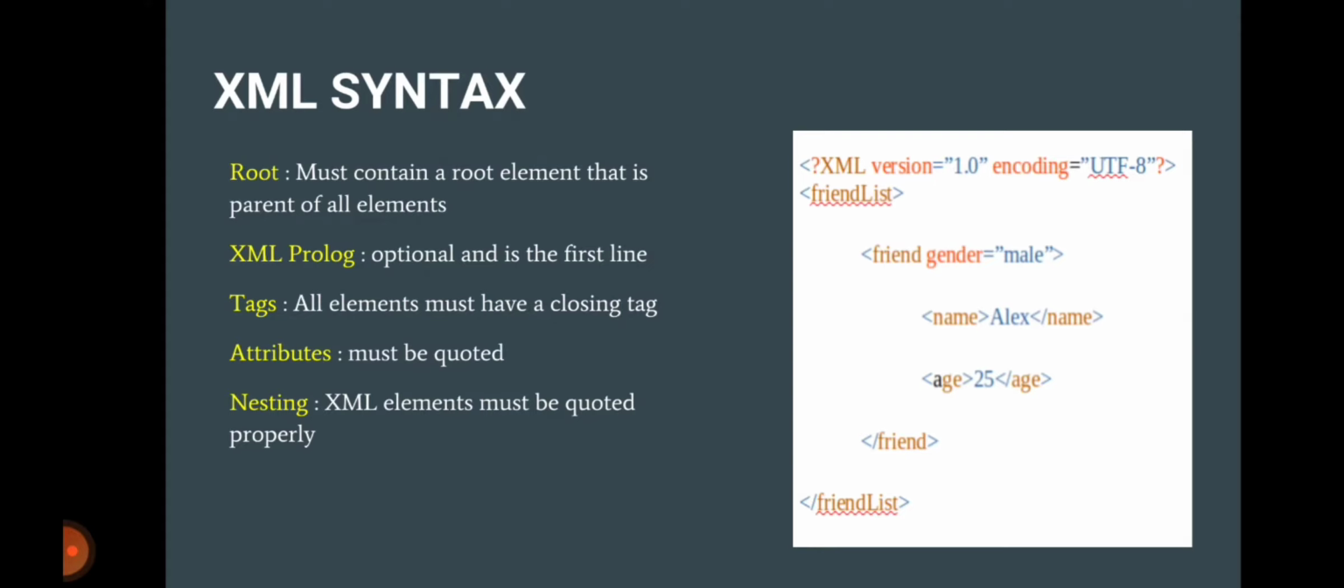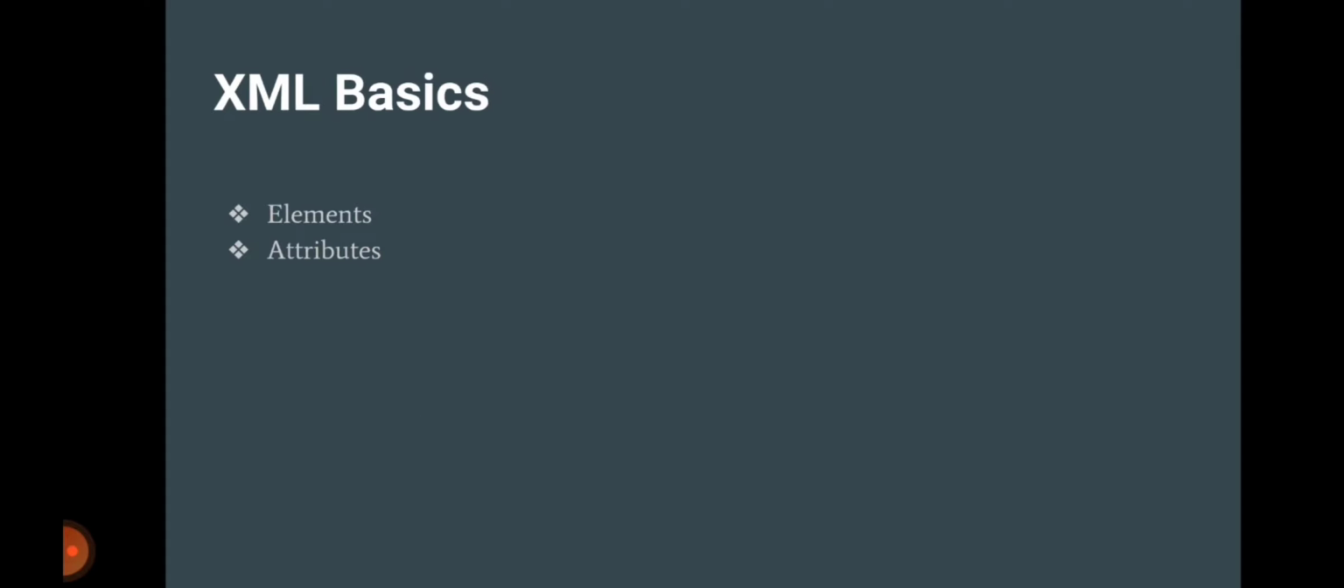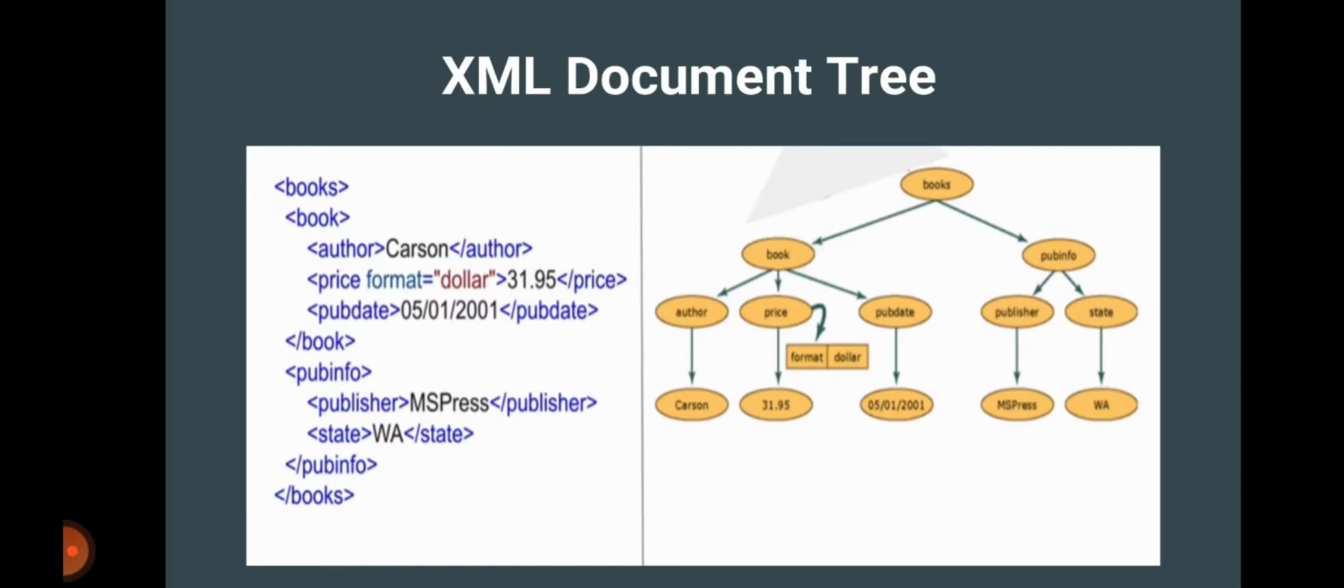Talking about attributes, if you have attributes in your XML, for example, here I have created an attribute gender equal to male for the friend, which is quoted. So this quoted text is called attribute. In XML, the elements must be nested properly. Basics of XML are elements and attributes. Here we have an XML document tree corresponding to this XML document.